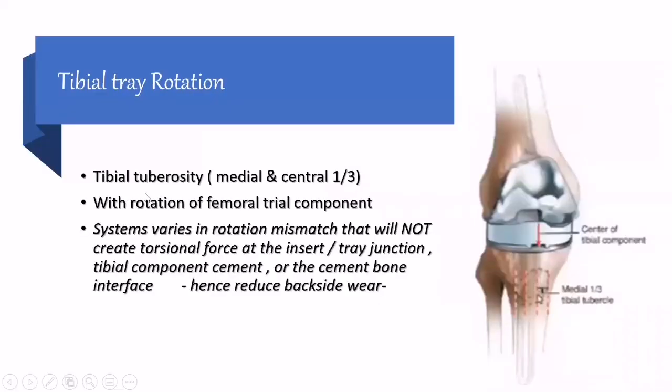So how about rotation? As we see, the tibial tuberosity and the rotation either with the femoral component. Some of the systems apply that when you put the component of the tibial tray with the polyethylene, it will rotate by itself. And if there are mismatches between them, it will create a torsional force at the insert polyethylene junction, which means backside wear, or at the cement interface.